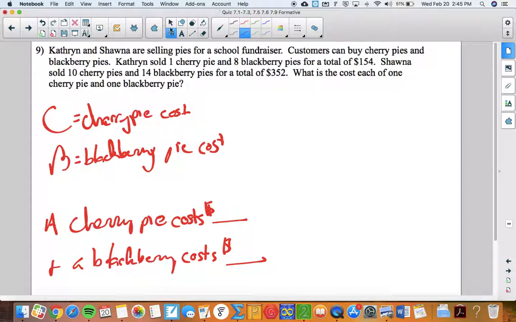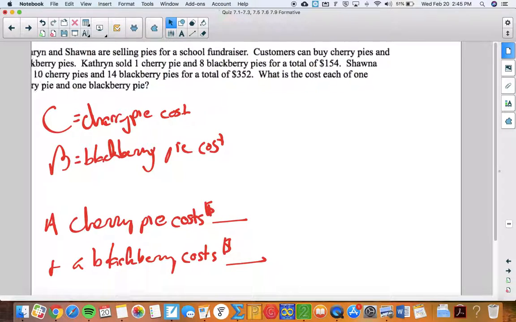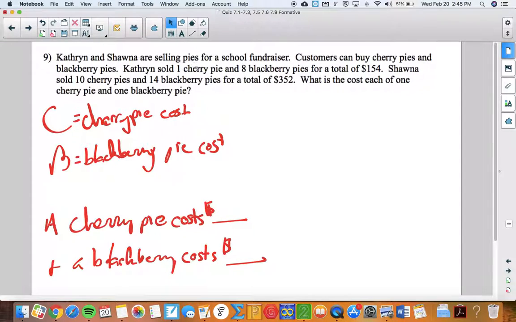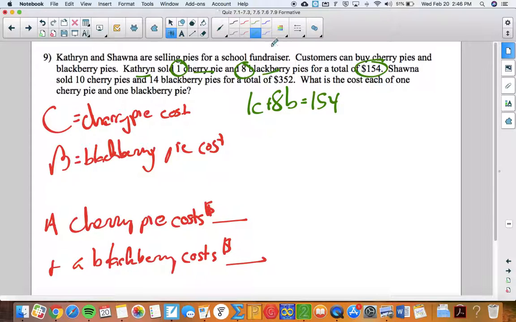All right, let's do this. Let's go back up to Catherine. Catherine sold 1 cherry pie and 8 blackberry pies for a total of $154. So 1 times C plus 8 times B would give us a total of 154.